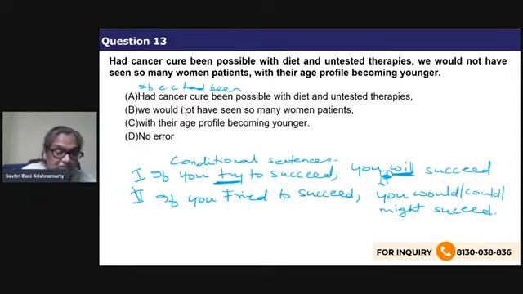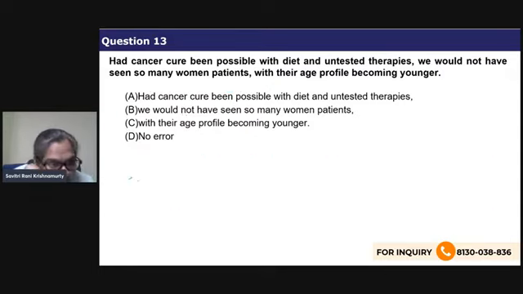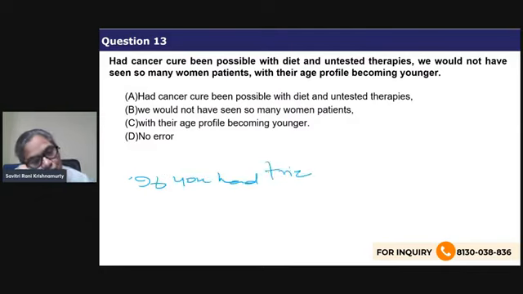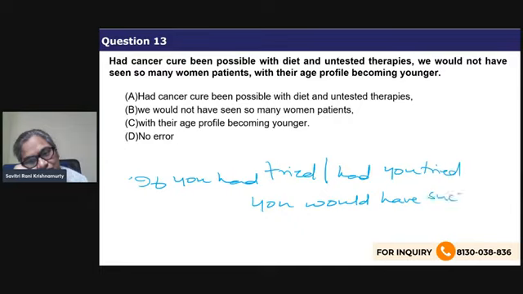Okay. The third one, which is what this is in, is if you had tried, or had you tried, to succeed, you would have succeeded. You didn't try, therefore you didn't succeed. Now, here, if cancer cure had been possible, or had cancer cure been possible with diet and untested therapies, we would not have seen so many women patients.